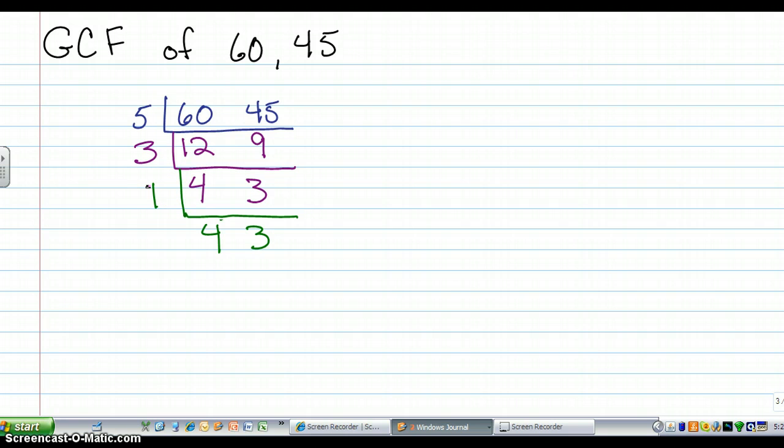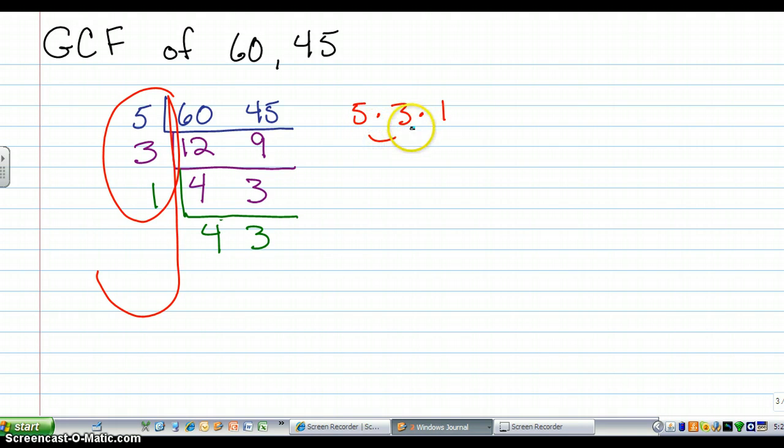There's only one more thing left to do, and that is to make my G with the outside numbers. And then whatever is inside this bubble G, I am going to multiply together. So 5 times 3 times 1. And 5 times 3 is 15, and anything times 1 is the same number. So 5 times 3 times 1 is 15. So we say the greatest common factor of 60 and 45 is 15. And that's the ladder method.